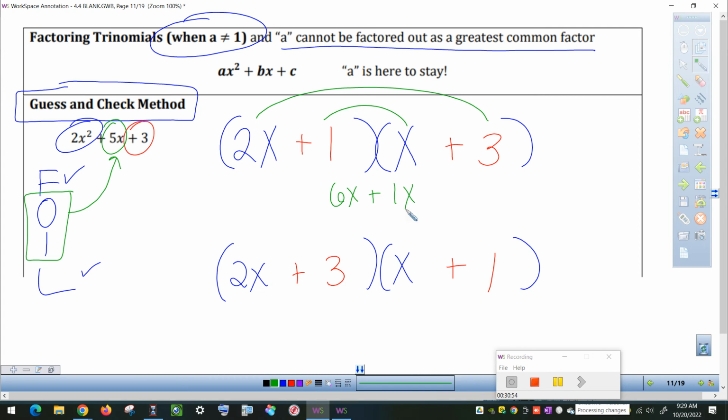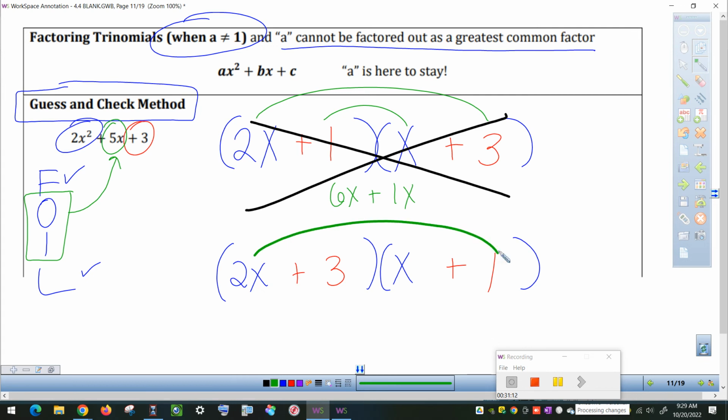So that actually gives us a 7x in the middle. So that is actually not right. That doesn't work. We don't have 7x in the middle. Let's double check and test the other idea. When we do the outside term, 2x times 1 is 2x. The inside term is 3 times x. What's 2x plus 3x? That is 5x. That one works, because that's what we wanted it to be.